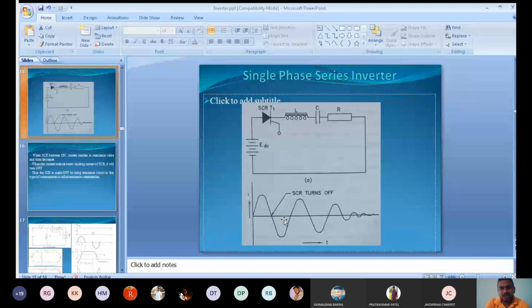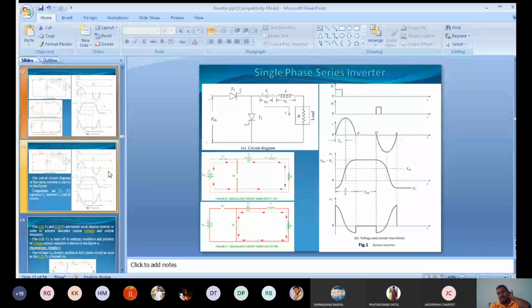So at this point the current becomes 0, that means the current flowing through this SCR becomes less than the holding current and the SCR becomes off. In this manner the single phase series inverter operates, or we can say that the SCR becomes off in the series inverter.